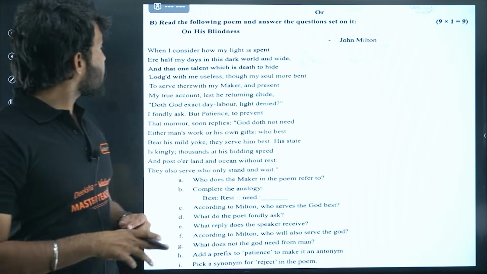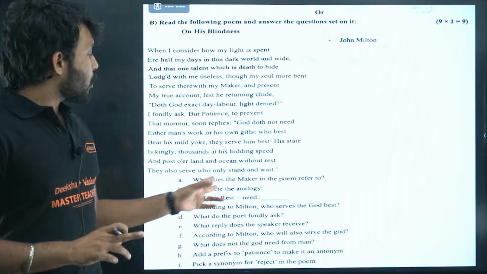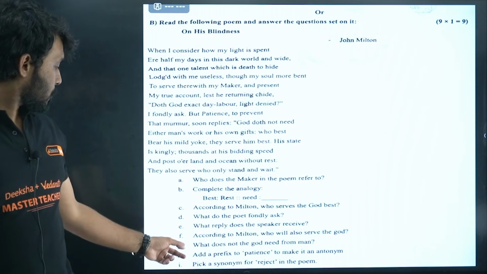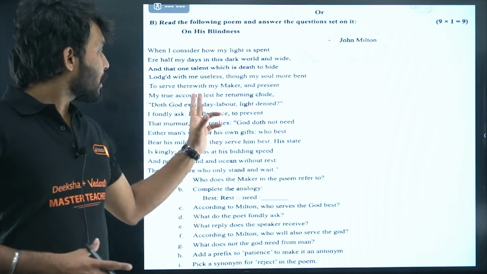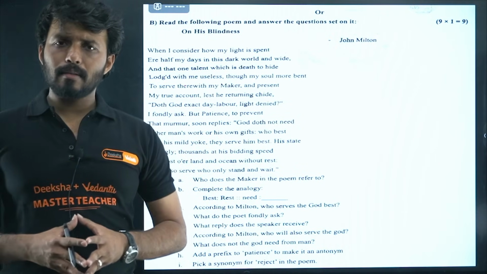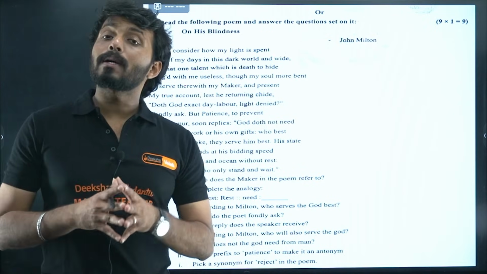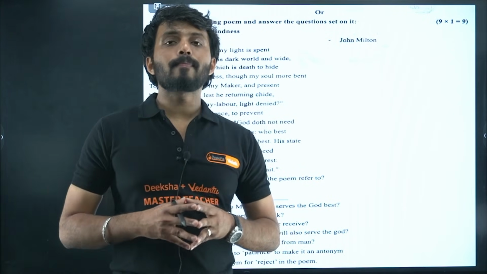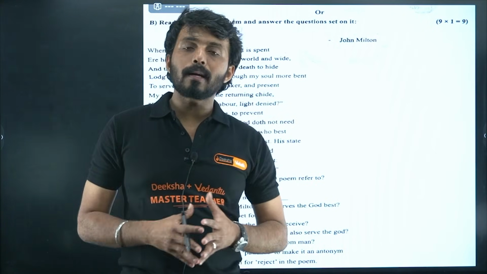So here is your unseen poem. This time you have 9 one-mark questions. You have to read the poem and answer the questions accordingly. So it's an or question, part C. Again, do not waste so much time on part C. A lot of students tend to waste a lot of time on part C, so do not do that. If possible, keep part C to the end.